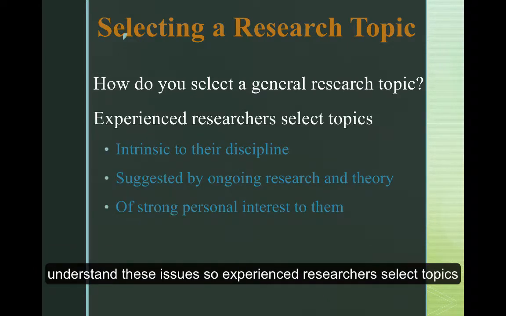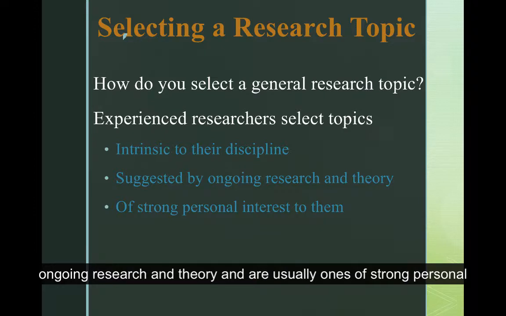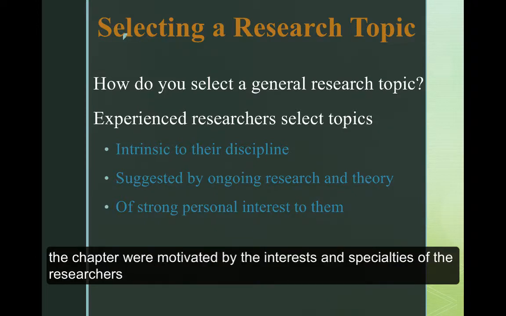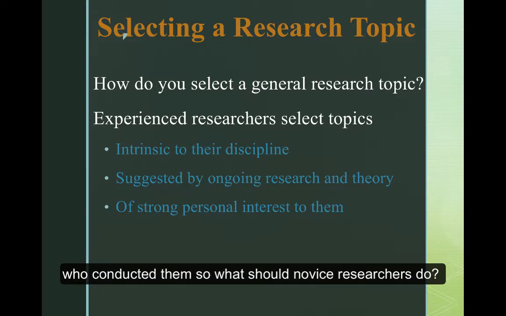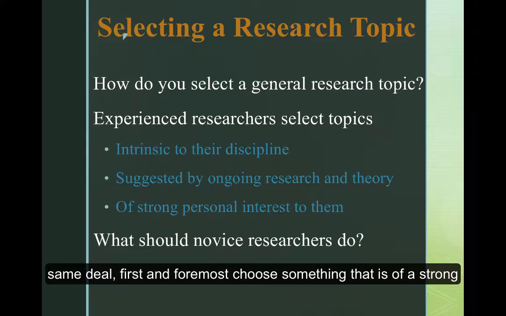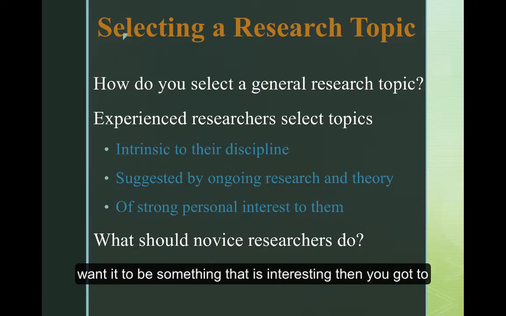So experienced researchers select topics that are intrinsic to their discipline, that are suggested by ongoing research and theory, and are usually ones of strong personal interest to them. So they talk about how research studies examined in the chapter were motivated by the interests and specialties of the researchers who conducted them. So what should novice researchers do? Same deal. First and foremost, choose something that is of strong personal interest to you. As you're going to spend a lot of time working on it, you want it to be something that's interesting.